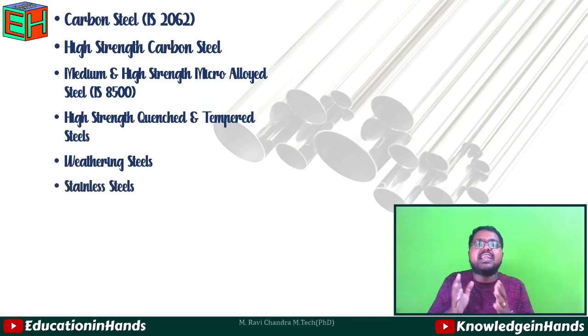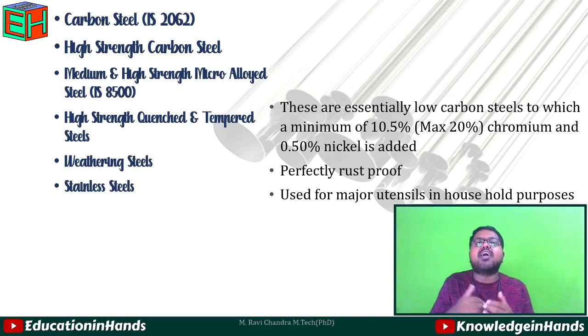The next one is stainless steel. We all know this application and we all know this name, stainless steel, majorly used in our household appliances or utensils. See, what is stainless steel? This is essentially a low carbon steel to which a minimum of 10.5 to 20% chromium and 0.5% nickel is added. After the addition of chromium and nickel, the steel becomes stainless steel. See that property, it is perfectly rust proof and it is used majorly in our home utensils or any home appliances.